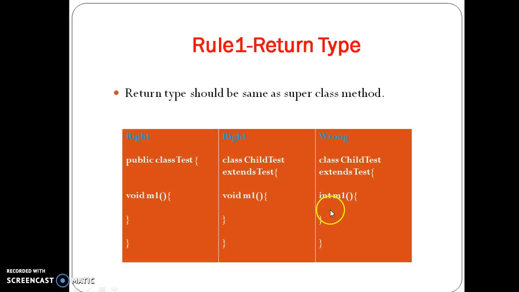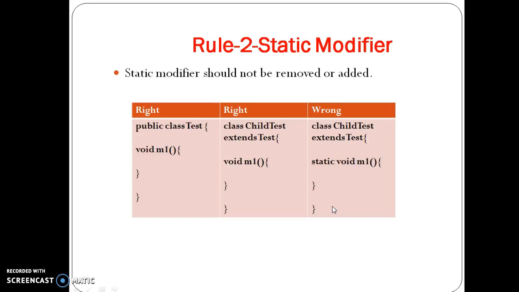But if you see here m1, it has a different return type. This is not called overriding. Return type should be same.